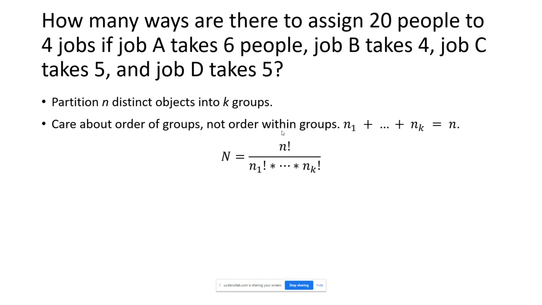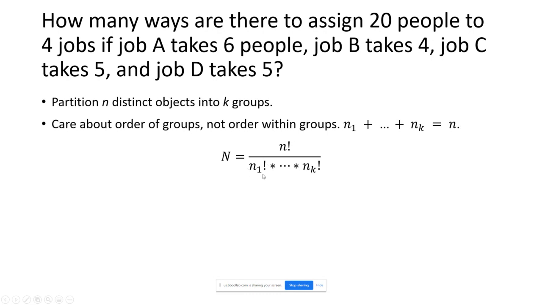The number of ways to do this is n factorial divided by the factorials of the numbers of people in each of the groups, or numbers of elements in each of the groups. The reasoning here is, if you think about covering up the denominator, if we just had n factorial, that would be the total number of orders for n objects. But we don't care about the order within groups.